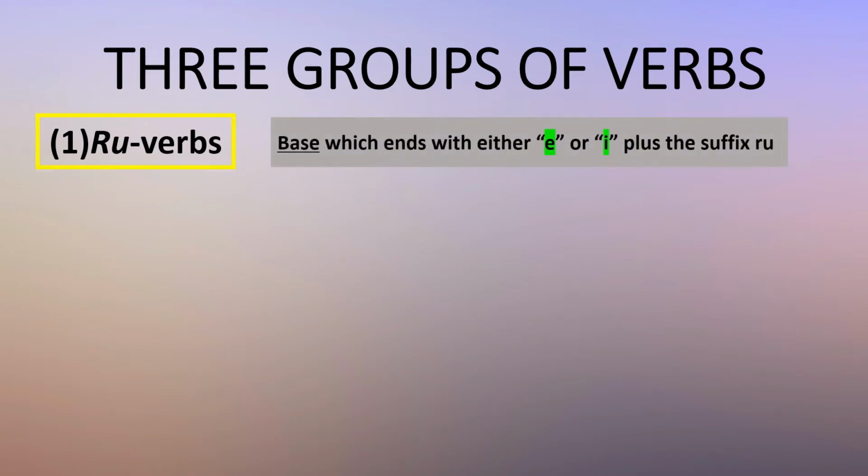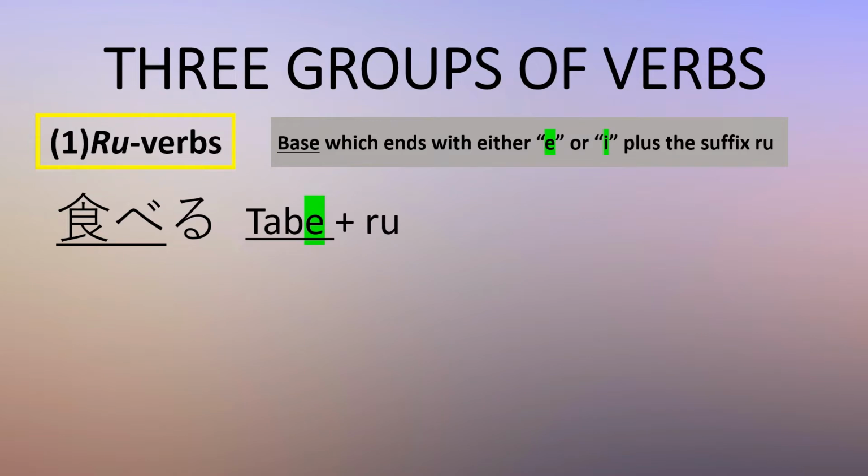The first is the Ru-verbs. In Ru-verbs, it is the base which ends with either E or I plus the suffix ru. For example, taberu, to eat. Here, as you can see, the base of taberu is tabe, ending with the vowel E, plus ru. If you conjugate taberu, you will always find that tabe is retained, and the ru, the suffix, is always the syllable that is removed and conjugated.